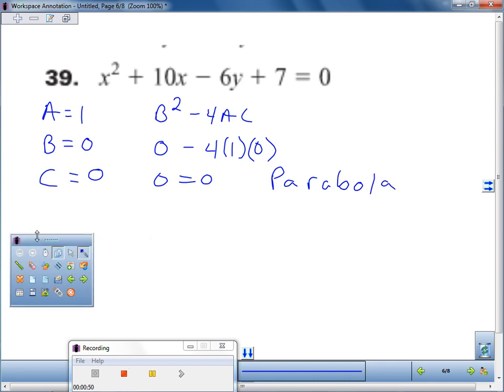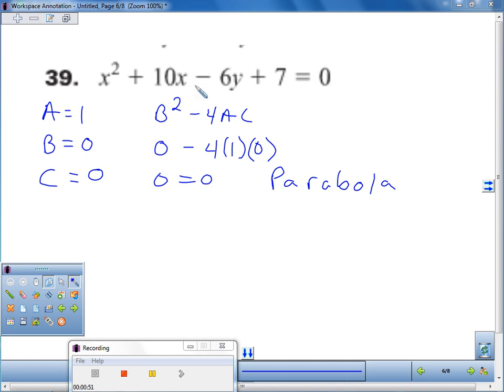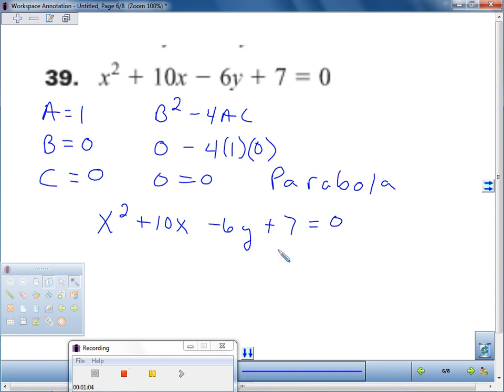Alright, so once we've done that, now let's rearrange the equation. We already have our x's and our y's together, so we're just going to bring it down. x squared plus 10x minus 6y plus 7 is equal to 0. We're going to go ahead and move the 7 over just to keep the pattern the same. We're actually going to end up moving the y over since there's nothing squared with it as well. So we end up with x squared plus 10x minus 6y is equal to negative 7.